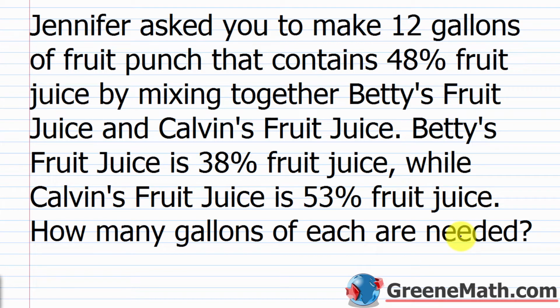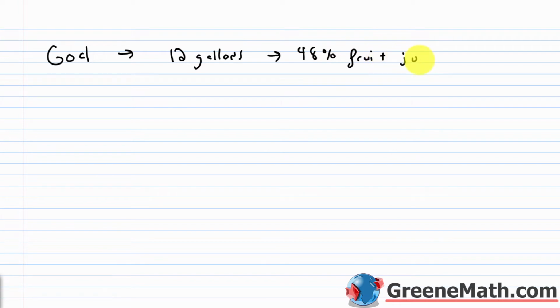So a lot of times with mixture problems, we get very, very confused on what we need to do. I want you just to think about the fact that in the end, I want a 12-gallon mixture that is 48% fruit juice. So that's the goal. So let's write that down here. Our goal is 12 gallons that is 48% fruit juice.